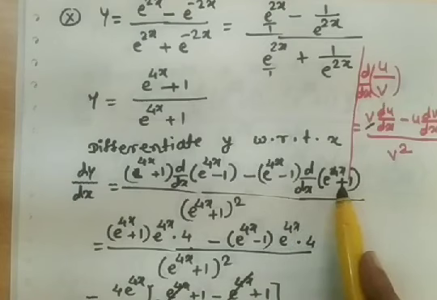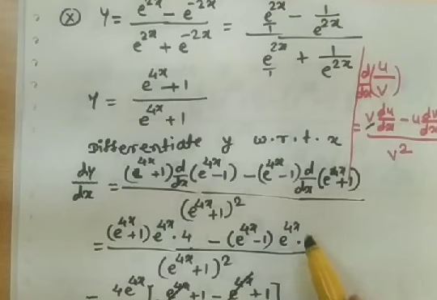e raised to 4x, derivative of this is e raised to 4x, multiplied with the derivative of 4x, which is 4, and divided by the denominator as it is, that is (e raised to 4x plus 1) whole square. Take common 4 into e raised to 4x outside the bracket. In the bracket, the remaining terms are e raised to 4x plus 1 minus e raised to 4x.